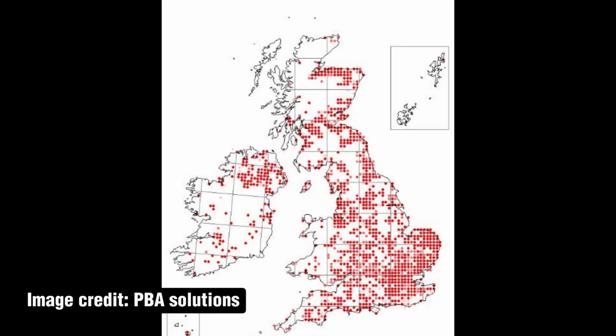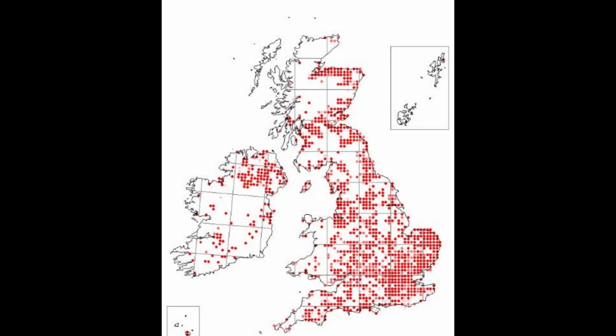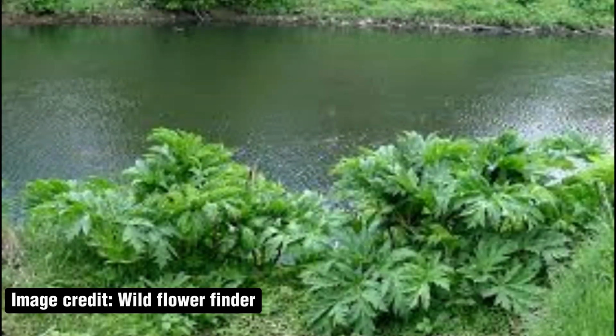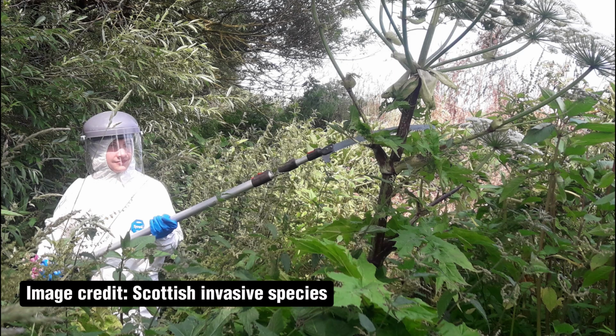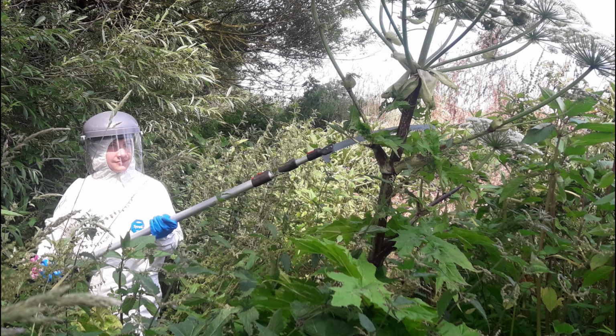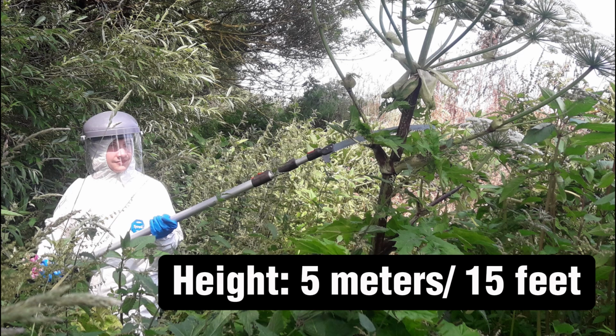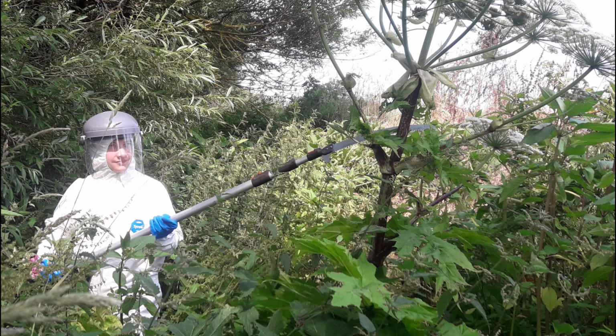So giant hogweed is well distributed across the whole of the UK, although it's usually found next to riverbanks, as the seeds for the giant hogweed are distributed via water predominantly. It's significantly larger than hogweed. Giant hogweed gets to about 15 feet or 5 meters tall, so that's 3 times my height.